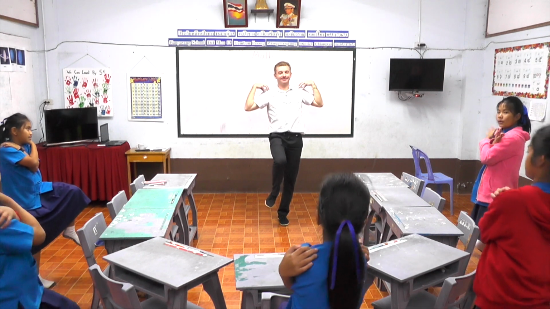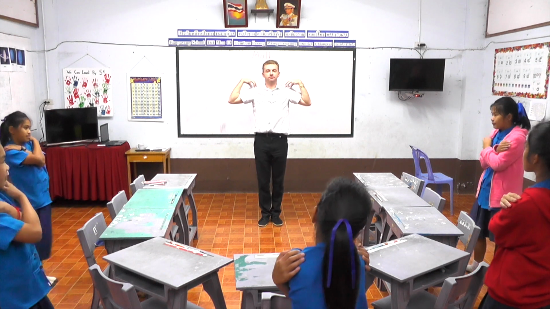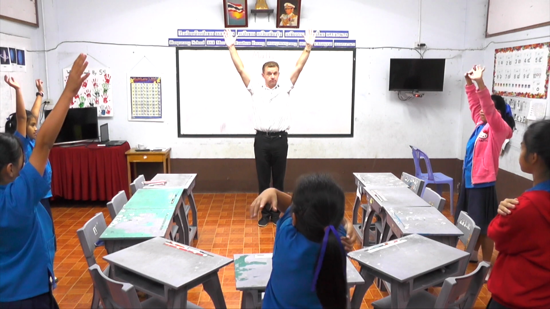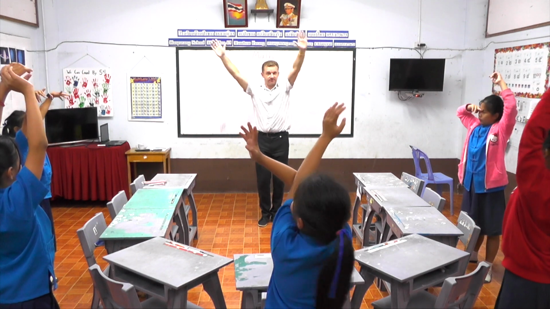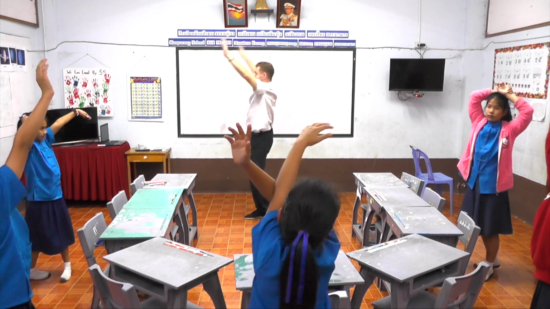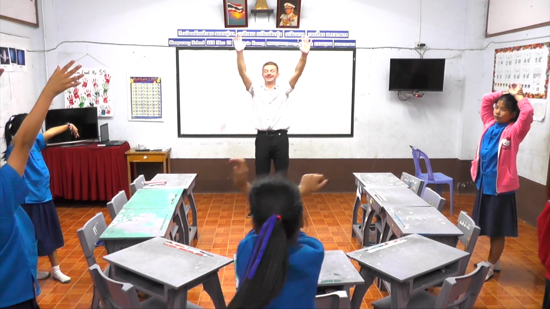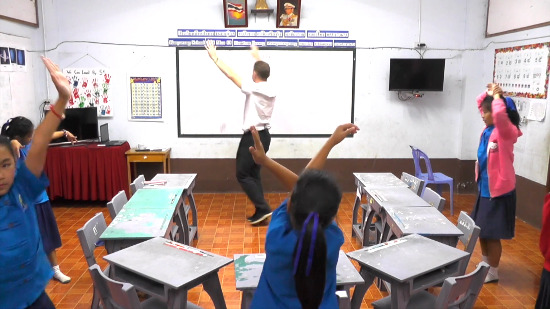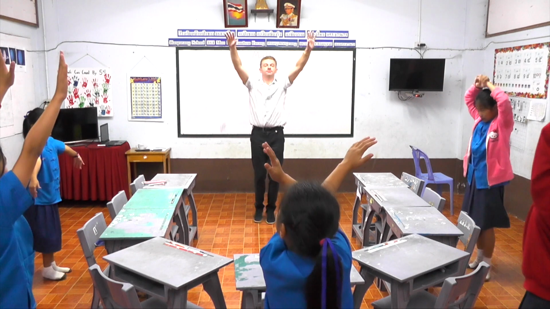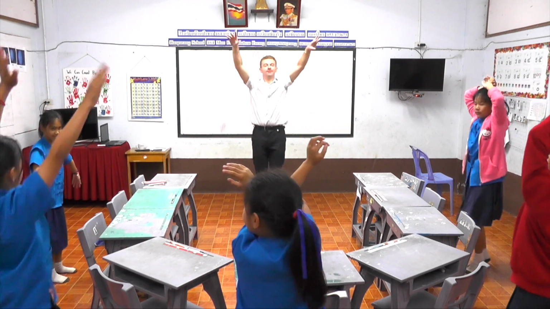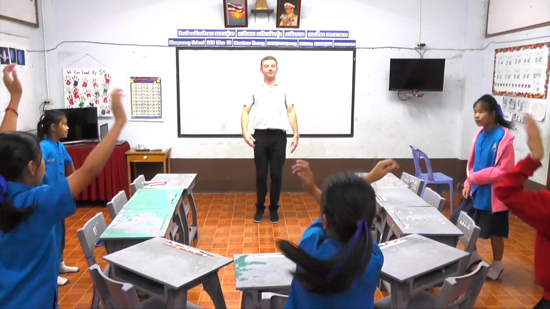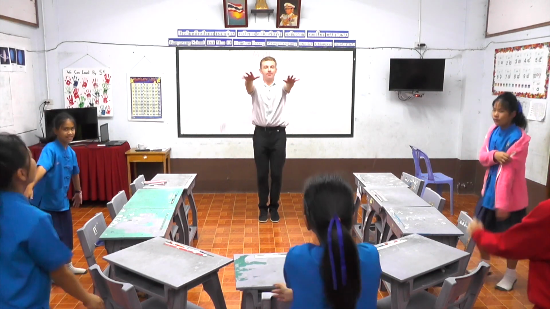Well done, guys. Teacher says, stand up straight. Teacher says, arms in the air. Teacher says, turn around. And back the other way. Teacher says, back the other way. Teacher says, jogging on the spot. Arms down. Teacher says, arms down. Arms forwards.